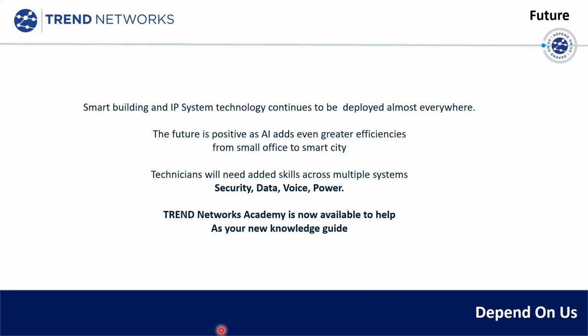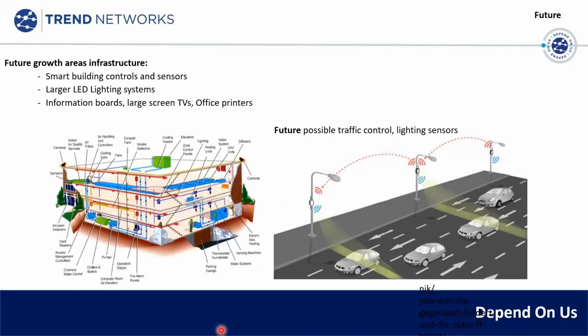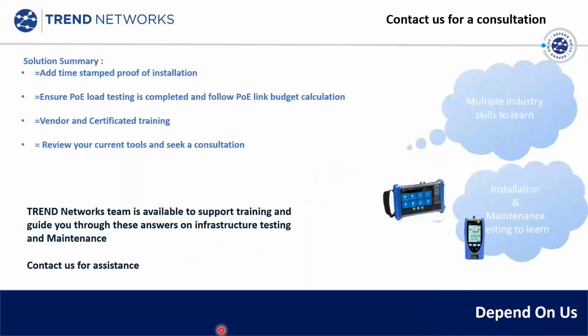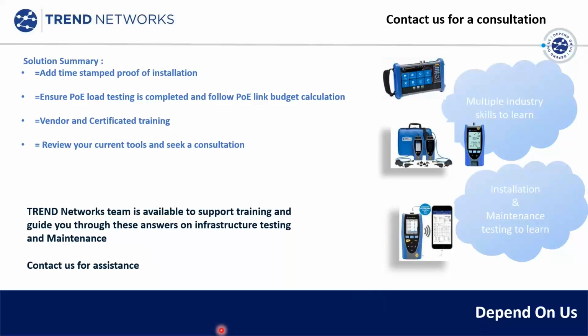So again, smart buildings and IP systems technology continues to be deployed everywhere. The future is very positive. We see AI is going to bring more advantage to business, more potential for you to install and maintain networks. And we see that there's going to be greater growth across commercial buildings, even into roads and traffic areas. So, summary: always add a timestamp proof of installation, always. We recommend reports on everything at minimum. Ensure PoE load testing is completed, and where you can, do a PoE link budget calculation. It will be helpful. I know that sounds very thorough, but it's a very good process to do.